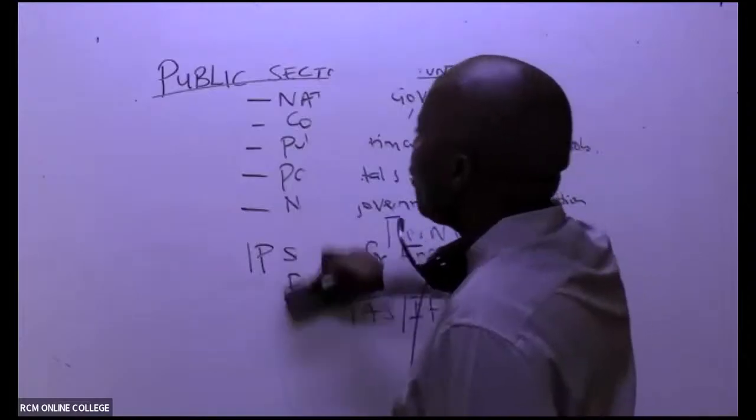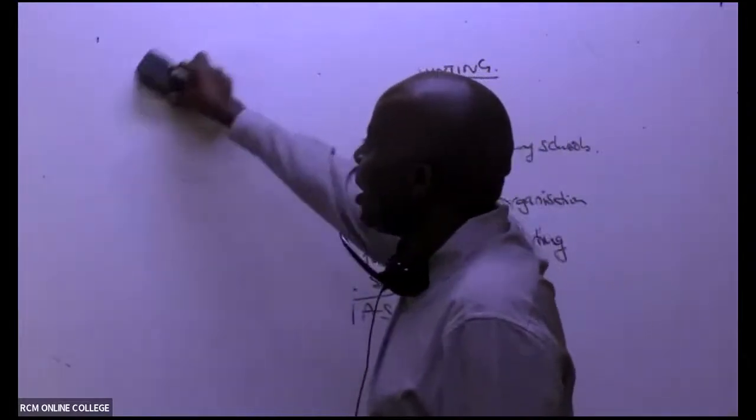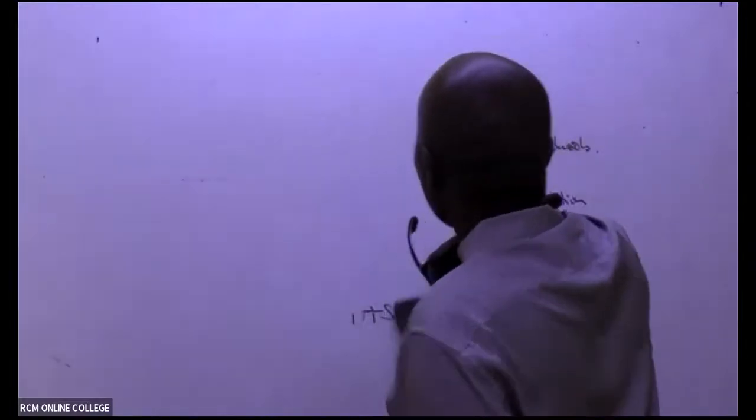Remember what IPSAS 1 has told us about this statement of financial performance. What it has told us is that this statement basically will have a revenue section and an expenses section. And then we shall be able to deduct expenses from revenue to either get a surplus or what here? A deficit.